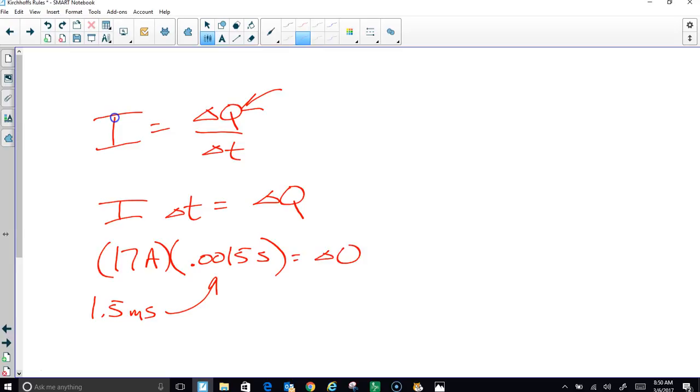Do that, and assuming we can trust the answer that they give us, we get 0.0255 coulombs worth of charge.